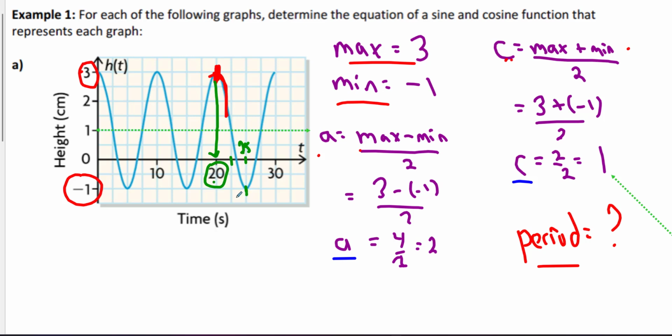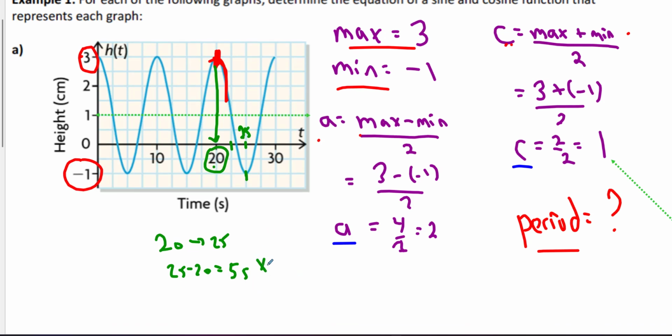So distance from here to here is 20 to 25. You subtract them to get the difference. It's 5 seconds. So 5 seconds is exactly half the period. That means all I need to do is times it by 2, and I'll get 10 seconds. That means the full period is 10 seconds. So I did a lot of stuff here in this one example, even though it didn't ask you, because I told you I'm trying to teach you for the future examples that you will get.